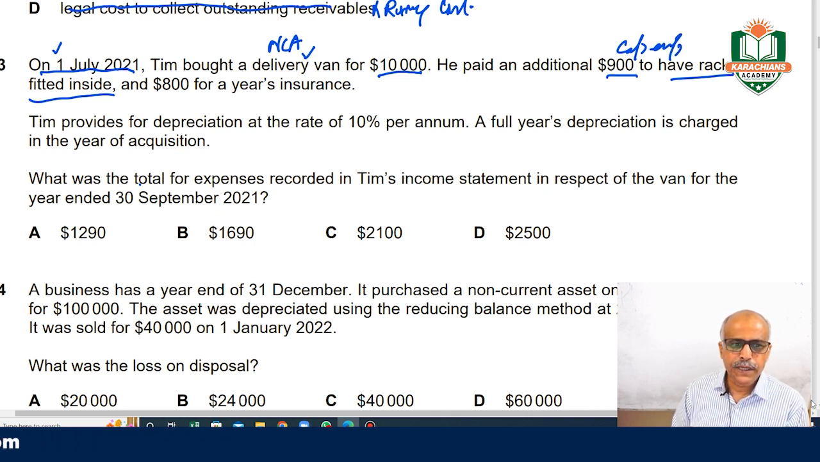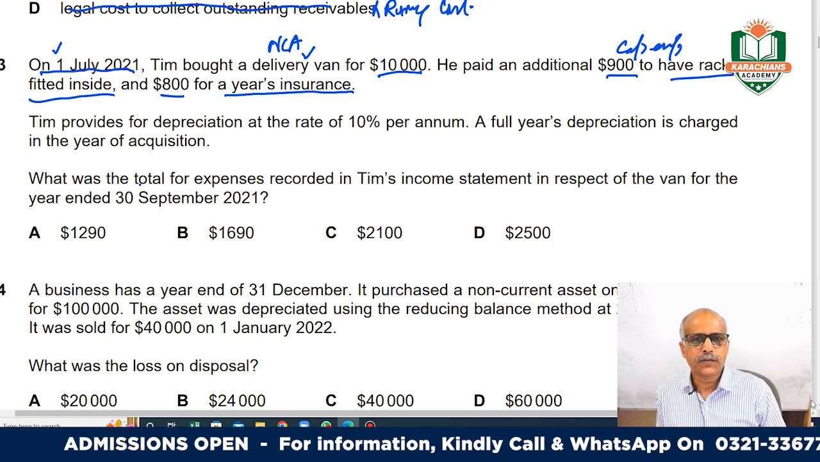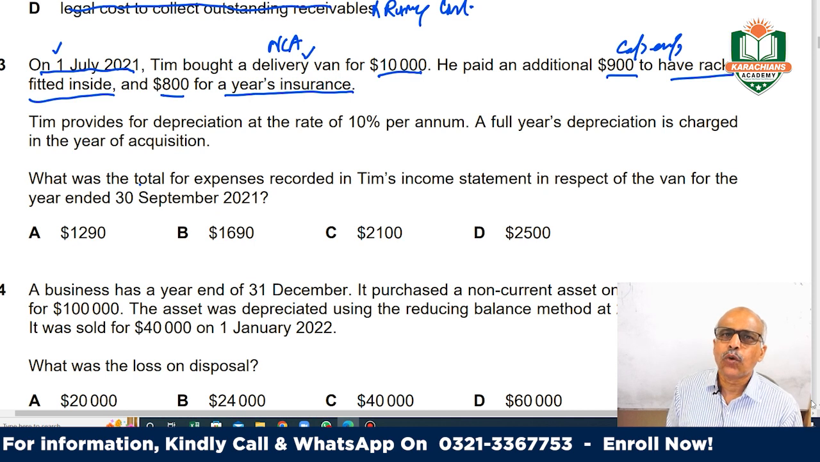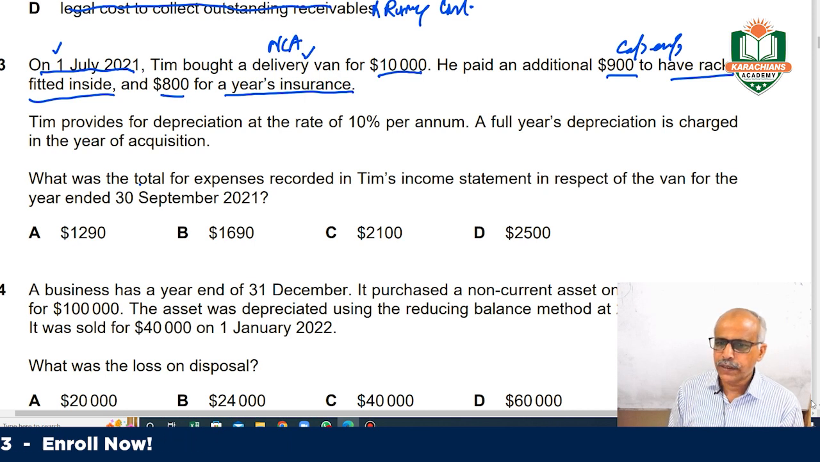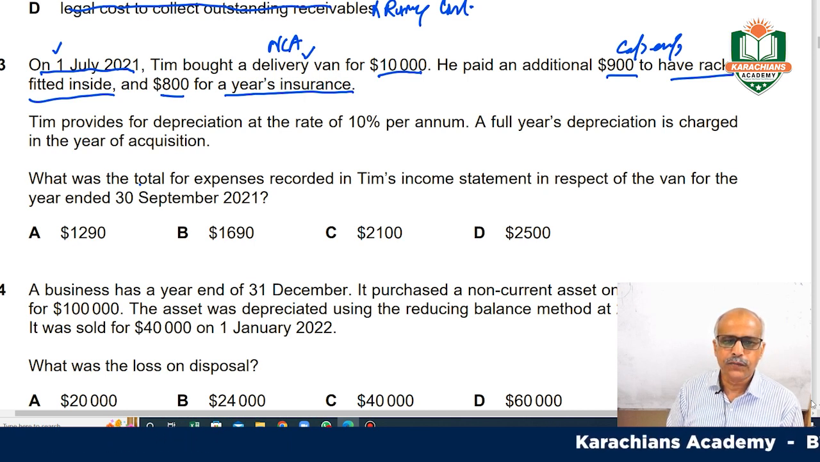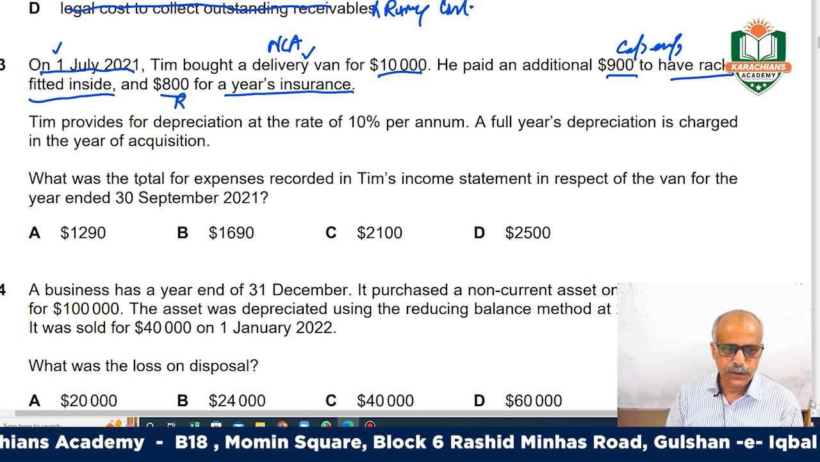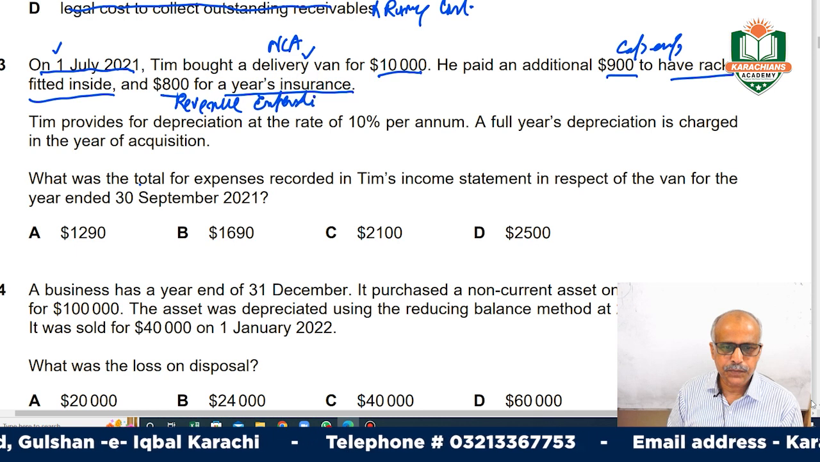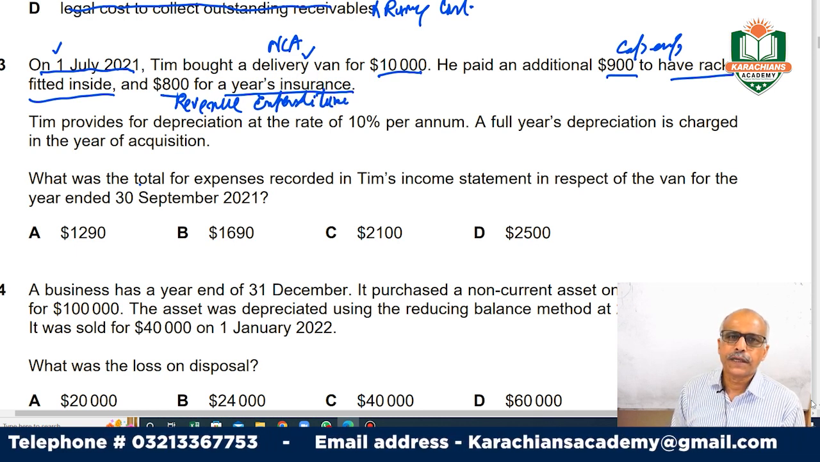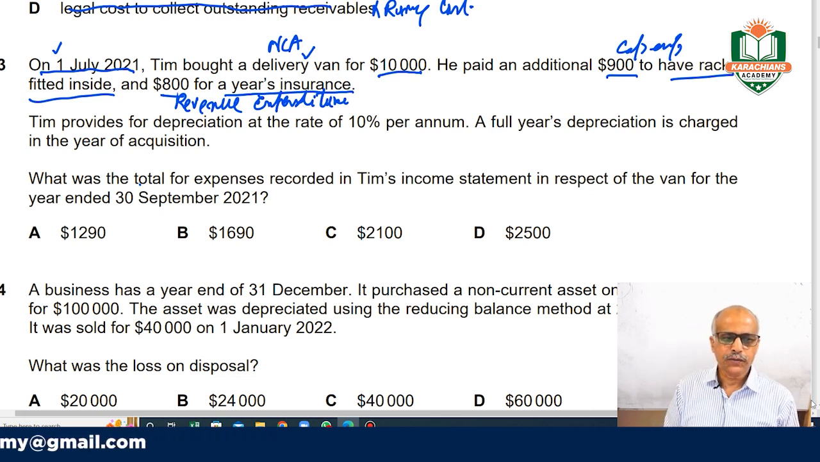And 800 for a year's insurance. This 800 is paid for insurance. We normally cover all your fixed assets and current assets through insurance. It is a normal business operation, and we cover them for a year, right? So if we are covering this van through insurance, 800 we are paying, so this is normal expenditure. We will say this is revenue expenditure, right? It is recurring in nature, because when your 1 year completes, again you will incur this expenditure. So we will not consider this as capital.